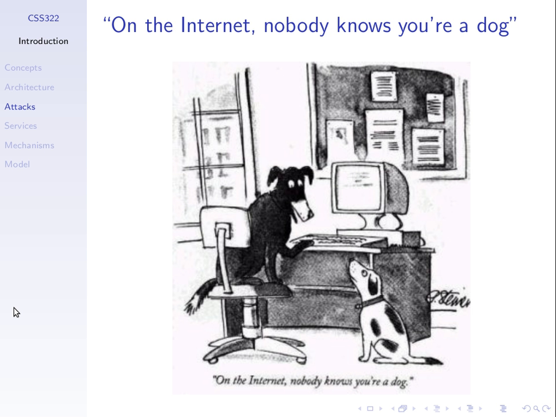And that relates to this cartoon from the front of your handouts. On the internet, nobody knows you're a dog, because when you're communicating with someone, how do you know it's not someone pretending to be someone else? And that's why we need the security service of authentication. And generally on the internet, there's no authentication. We will look at how it can be provided.